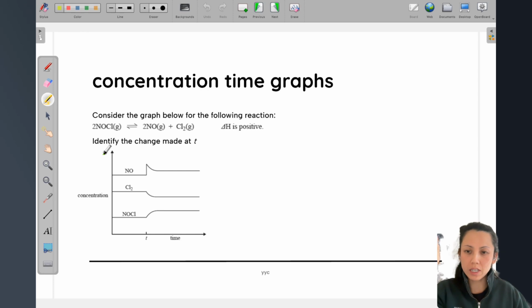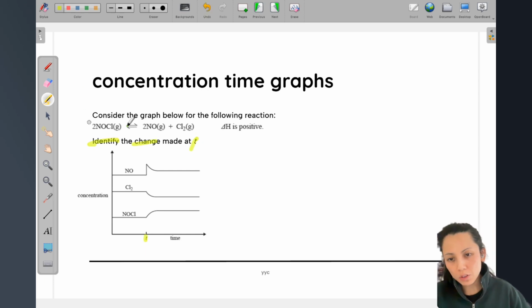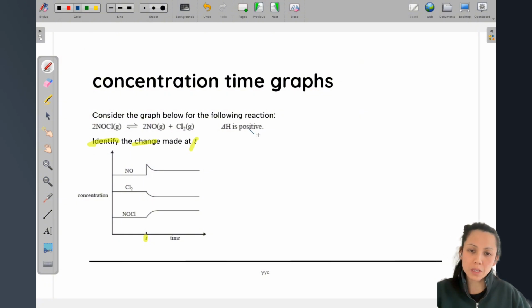Now, what we have to do here is identify the change that we make at T. You've got the balanced equation for this equilibrium reaction. You've been told that ΔH is positive, which means what? That's endothermic. Up until point T, we're nice and steady in terms of the concentration, so you know that at this point you're at equilibrium. And why are you at equilibrium? Because the concentrations aren't changing for anything, which means the rate of you making stuff and the rate of you breaking it down is exactly the same.